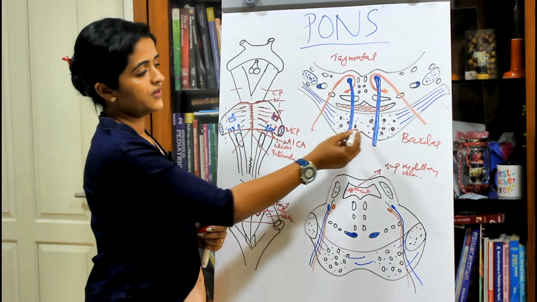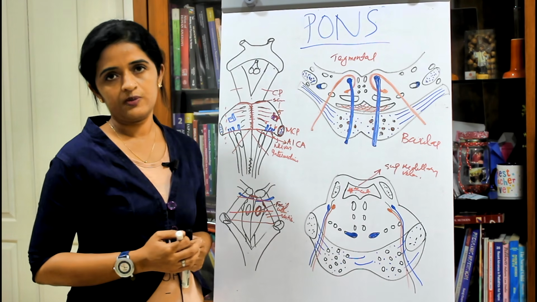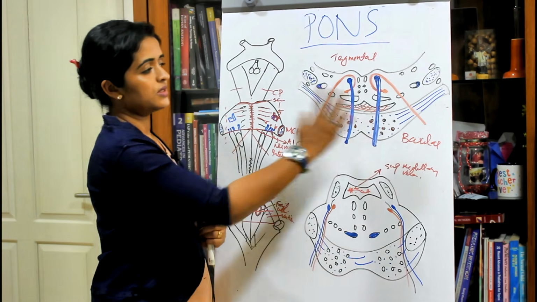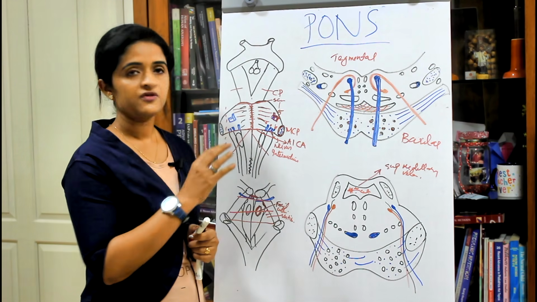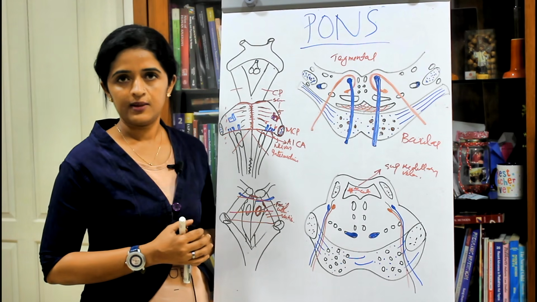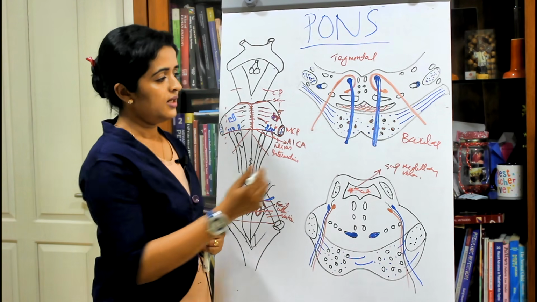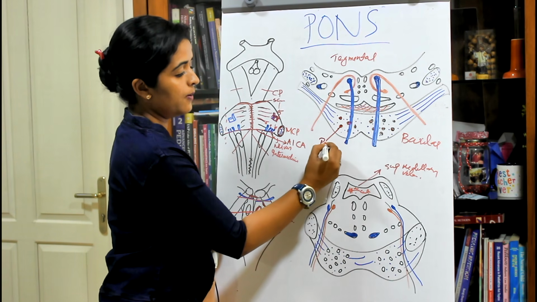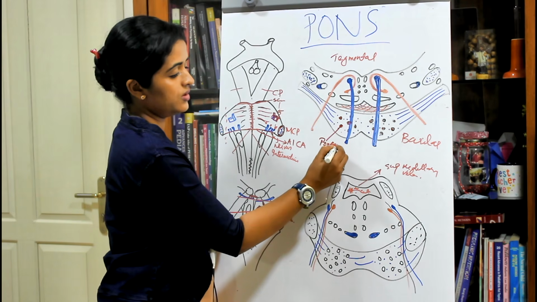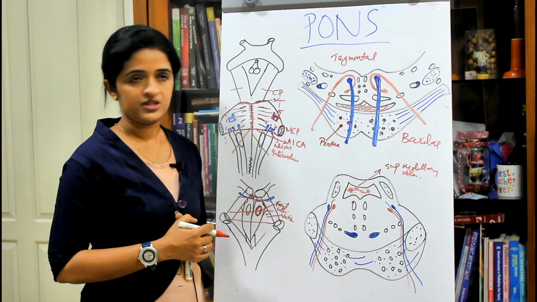So let's first discuss the ventral portion, the basilar portion of the pons. Whenever we discuss a part of the brainstem, we know that it is made up of white matter as well as grey matter. What is the grey matter which you get in the basilar portion? Here you can see many rounded nuclei. These are known as pontine nuclei. So this is the grey part of the ventral or basilar portion.